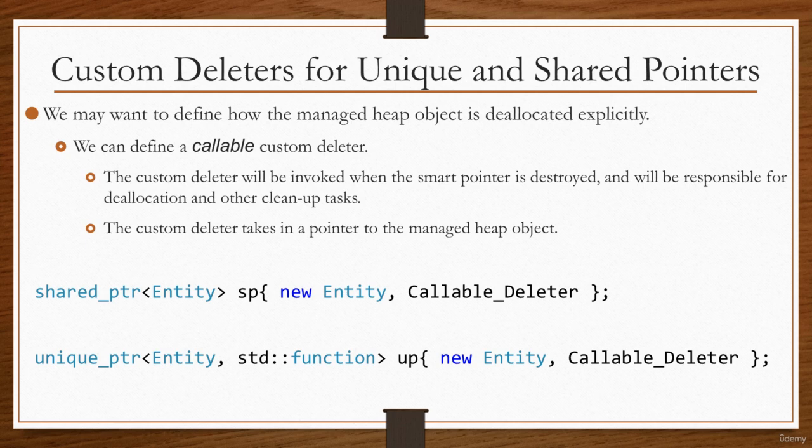You also have to pass in not just the type argument for the managed heap object, but also the type of the custom deleter. And of course, as we've seen in the callables lesson, we can use the standard function to abstract things away, but we can also specify a pointer to a function or a function pointer, or maybe a functor type. But to make it a bit easier, we'll use the standard function. We'll see how we can set up a custom deleter for the unique pointer later on in the lecture. We'll start off with the shared pointer in the next demonstration.